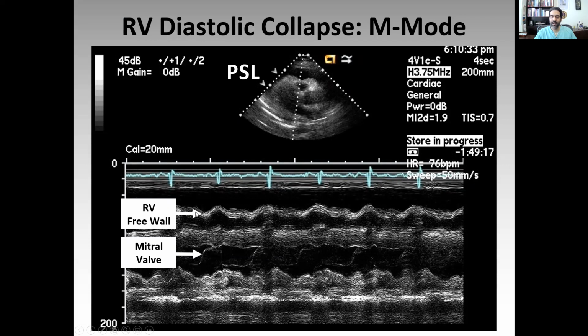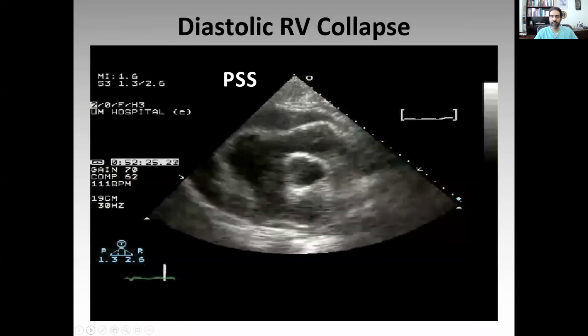So if you look at these two structures and see what's happening here, you can see that this collapse, this downward movement of the RVOT, is occurring at the same time as the mitral valve opens. So just as the mitral valve opens, that collapse is occurring. So this is definitively early diastolic collapse of the RVOT. And this is very concerning for tamponade. This is tamponade physiology. Okay, so M mode really helps you figure out if what you're dealing with is true diastolic collapse of the RV.